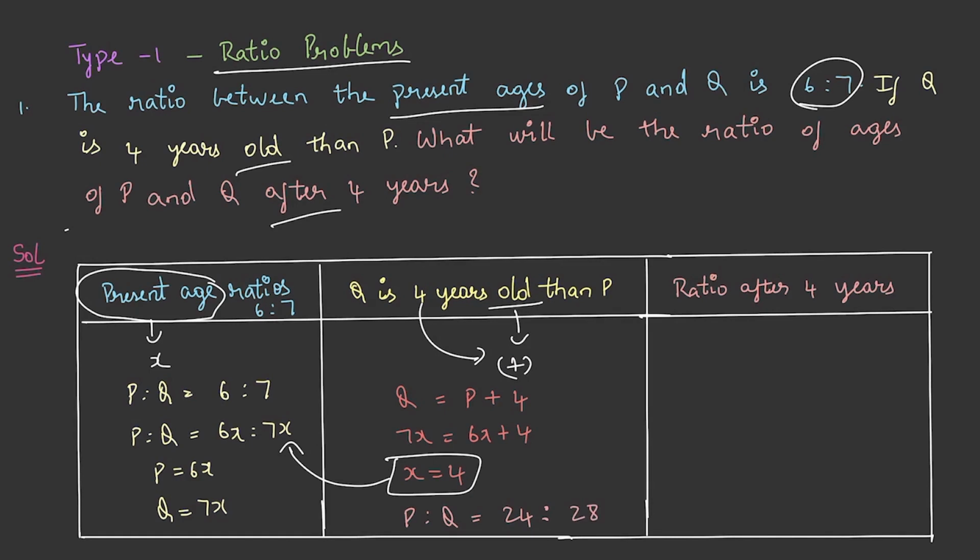And what will be the ratio after 4 years? The ratio we have achieved is 24 is to 28, and after 4 years it would be 28 is to 32. How did we get that? By adding 4 to both the numbers. That's it. Let's solve another question in the ratio problems.